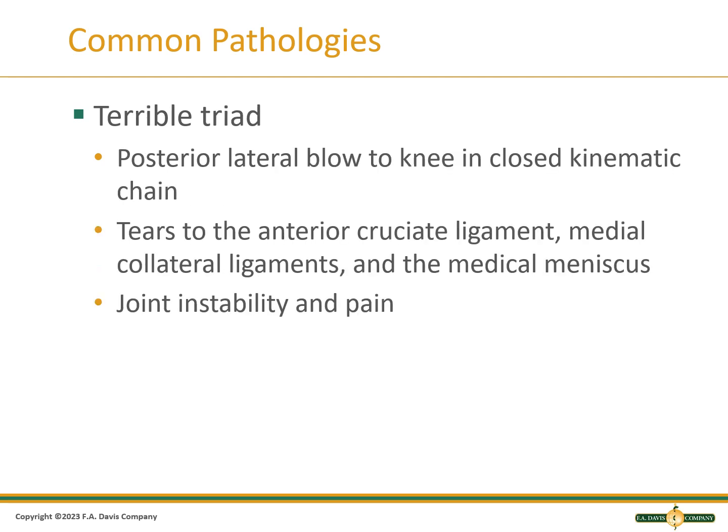Terrible triad, I mentioned earlier when we talked about how the medial meniscus is attached to the MCL and they can be involved in terrible triad injuries. Terrible triad injuries happen with a posterior lateral blow to the knee in a closed kinematic chain position, so with the foot planted, and there is a posterior lateral hit to the knee that causes a medial collapse. It tears the anterior cruciate ligament, the medial collateral ligament, and the medial meniscus, and causes joint instability and pain.